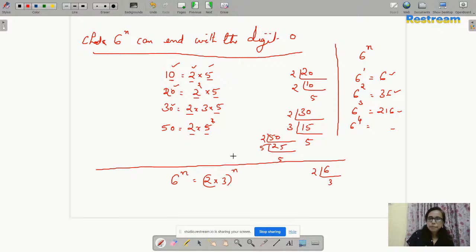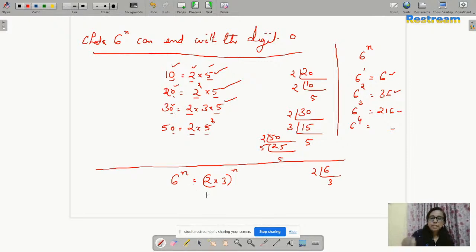But here you see, when any number is ending with 0, 2 and 5 we can see as factors. Here it ends with 0, and the factors include 5. Can you see any 5 here? No. So when we are factorizing 6, we are getting only 2 and 3. We are not getting the form 2 into 5. That's why 6 raised to the power n is not ending with 0.